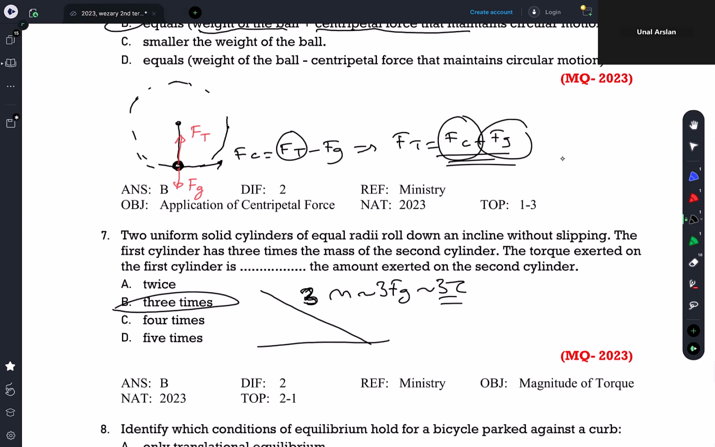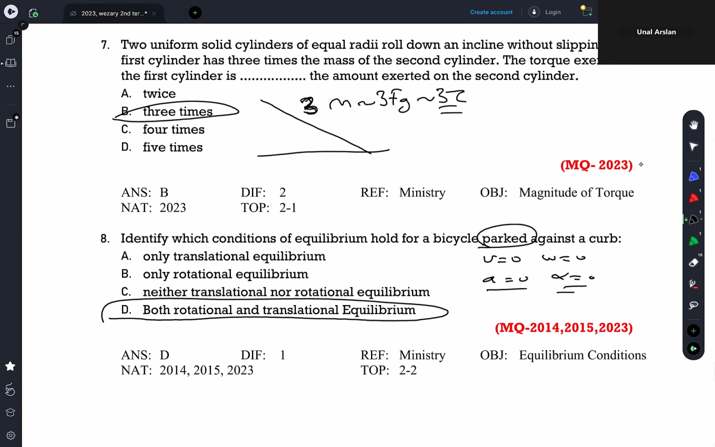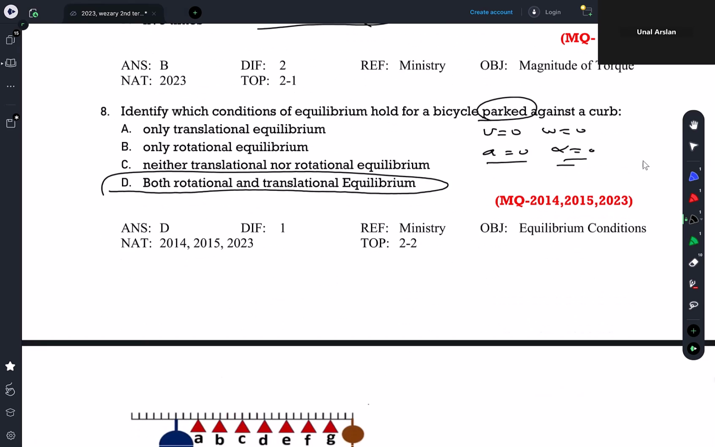So it's going to be 3 times. Question number 8, identify which conditions of equilibrium hold for a bicycle park. If it is parked, linear speed is 0, angular speed is 0, linear acceleration is 0, angular acceleration is 0. So both conditions hold, both rotation and translation equilibrium holds for this parked bicycle.